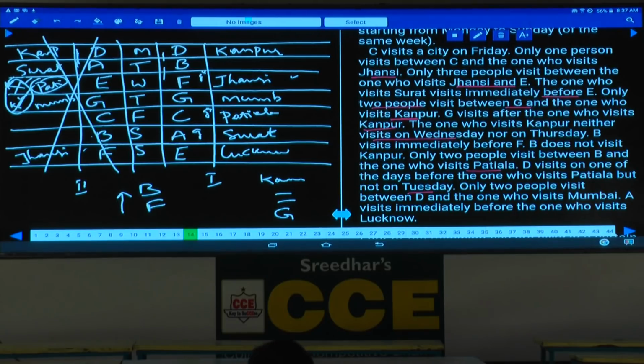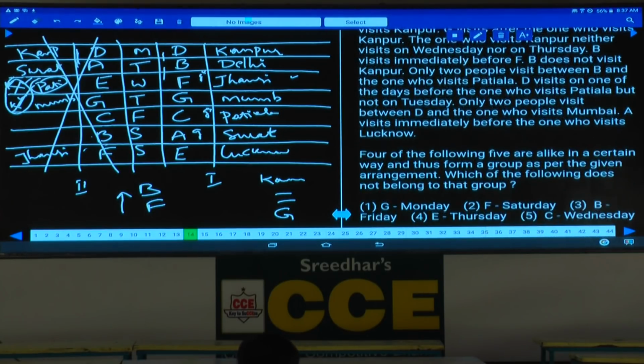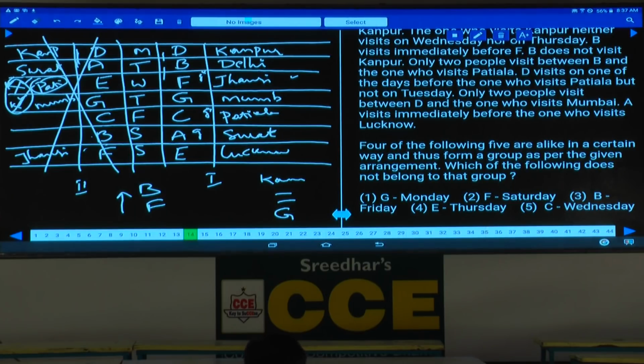Till the last statement, both the cases are valid, intact. But with the help of the last statement, one of the cases is invalid, finally we are left with only one case. Then what is the city left over here? Kanpur and Delhi. Hence, B visits Delhi on Tuesday. Now, this is about question numbers 14 onwards, 14 to 18. Now, question number 14, 4 of the following 5 are alike in a certain way. That means it is nothing but an odd man out.